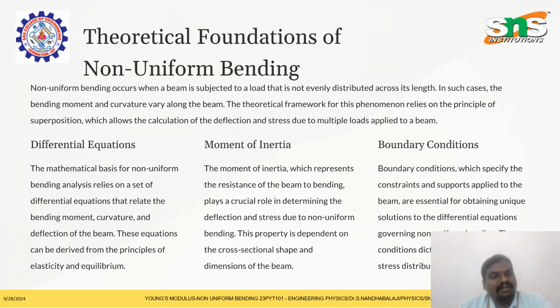and experiments. Non-uniform bending occurs when a beam is subjected to a load that is not evenly distributed across its length. In such cases, the bending moment and curvature vary along the beam. The theoretical framework for this phenomenon relies on the principle of superposition, which allows the calculation of the deflection and stress due to multiple loads applied to the beam.